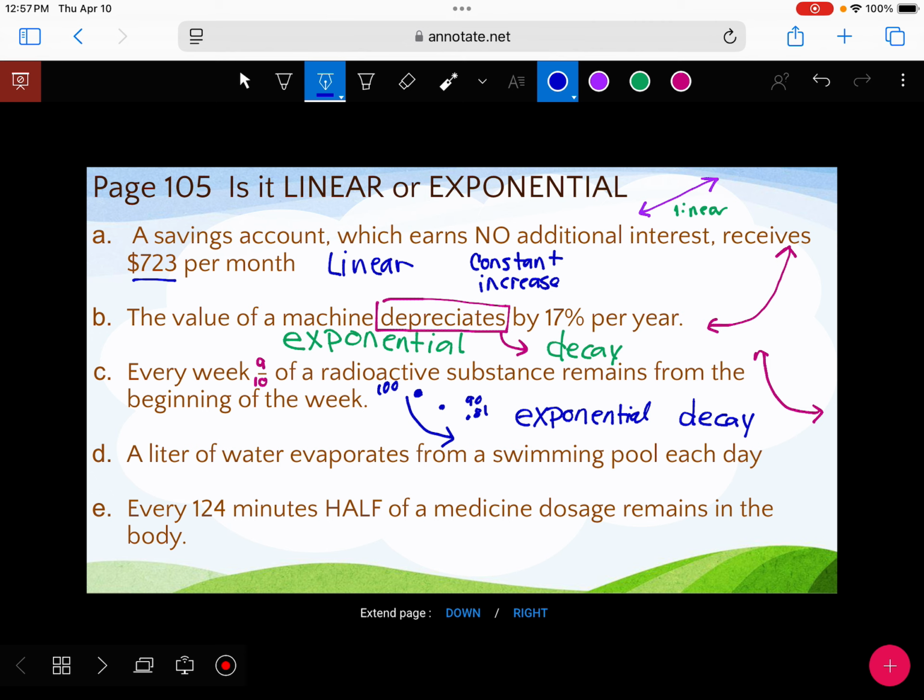What about for part D? A liter of water evaporates from a swimming pool each day. Linear. 1 liter is changing, whether that pool is full to the top or it is at the very last liter it's got. It's got 1 liter evaporating. So this one's linear. And our last one here, every 124 minutes, half of a medicine dosage remains. Since it's cutting by half each time, the amount it's changing by changes each time. So this is also exponential decay.